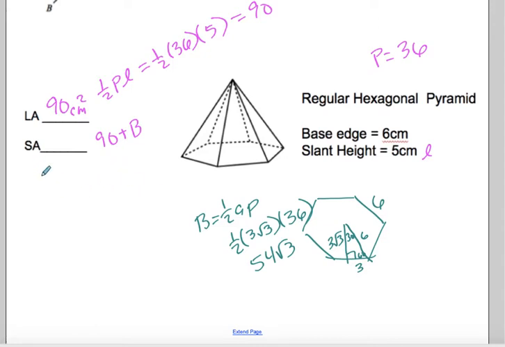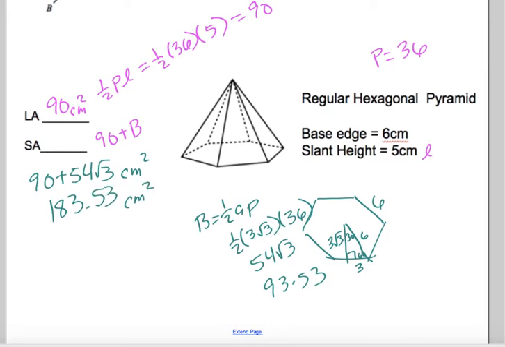If you want to write it as an exact answer, you would write 90 plus 54 root 3 centimeters squared. If they told you to round your answer, you would need to do 54 times the square root of 3, which is 93.53, and add 90 to that to get your approximate total surface area of 183.53.